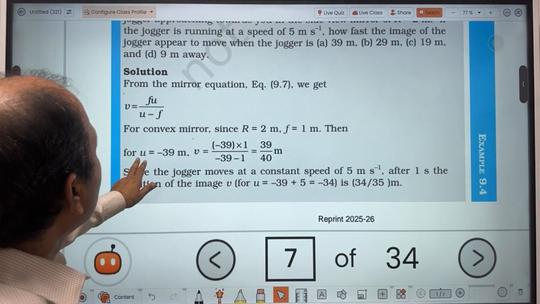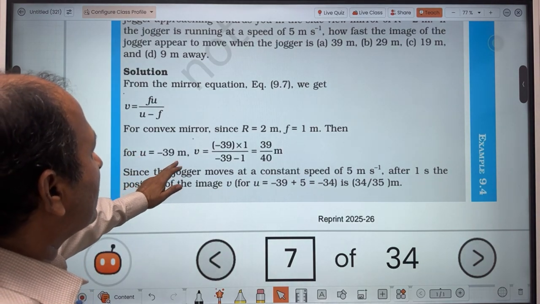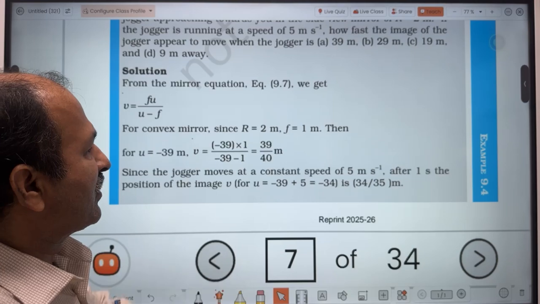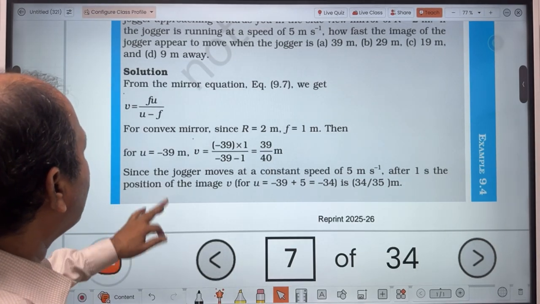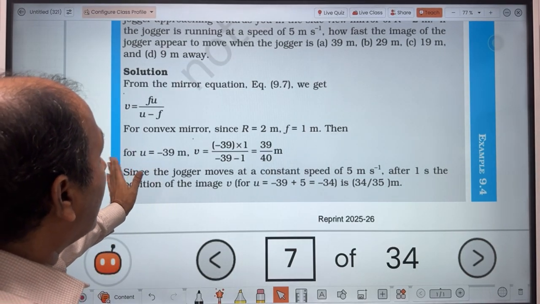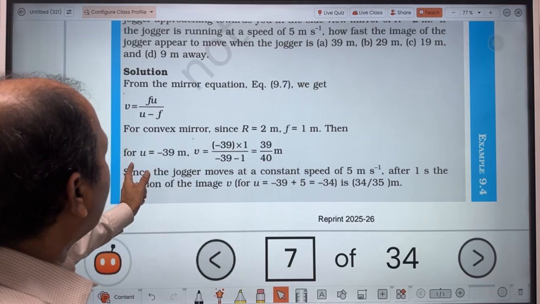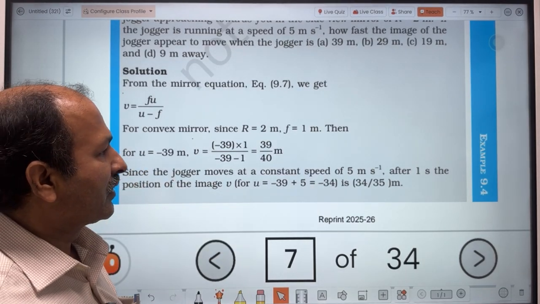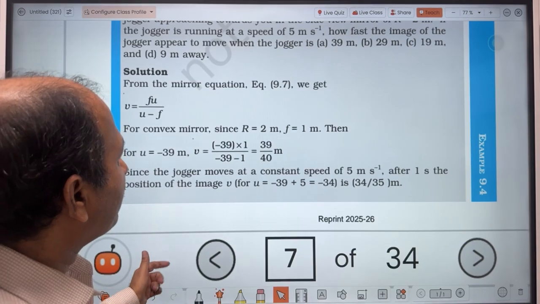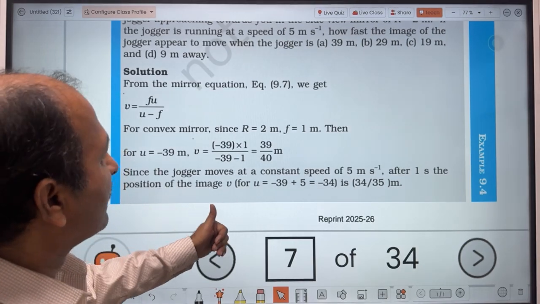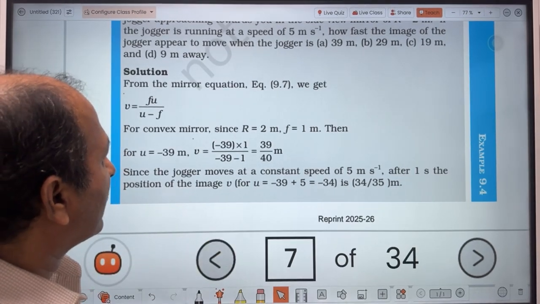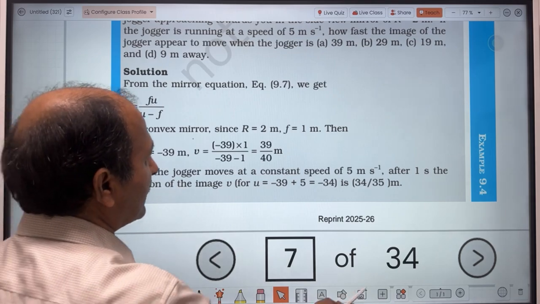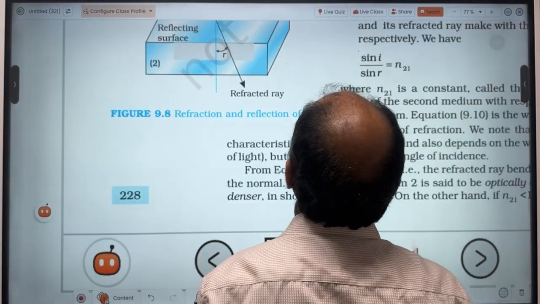So here first they have evaluated U equal to minus 35 meter, then V is this much. This is the first case. And now, as I told you, after 1 second U will be reduced by 5 meter, so it comes out to be minus 34 meter. Now corresponding to this value of U, we can find V, and then we can find the difference.